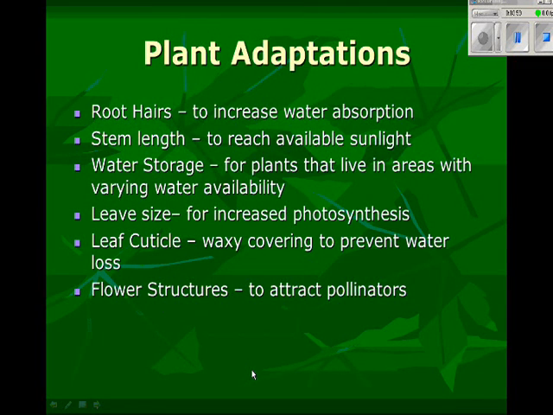Plant adaptations: root hairs to increase the water absorption, stem length to reach the available sunlight, water storage for plants that live in areas with varying water availability, such as the desert, leaf size for increased photosynthesis, the leaf cuticle, a waxy covering to prevent water loss, again as if they were living in the desert, and flower structures to, of course, attract the pollinators, our bees.